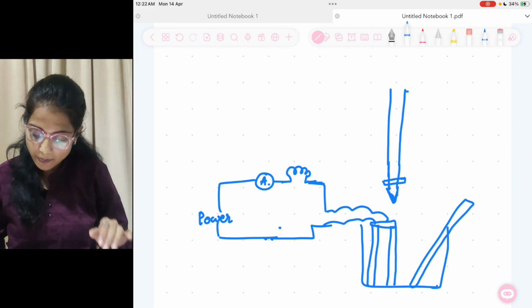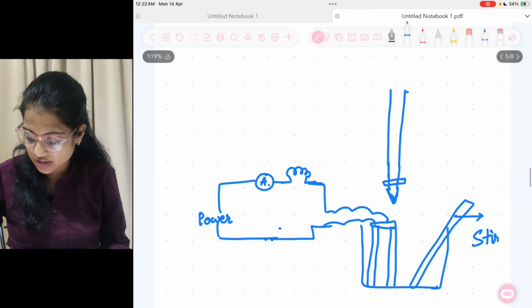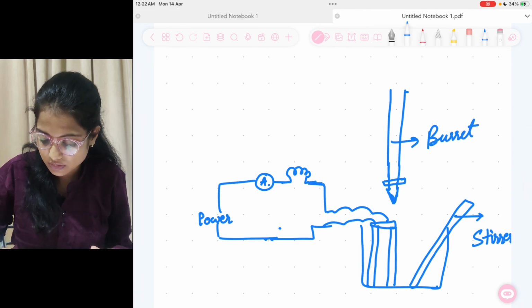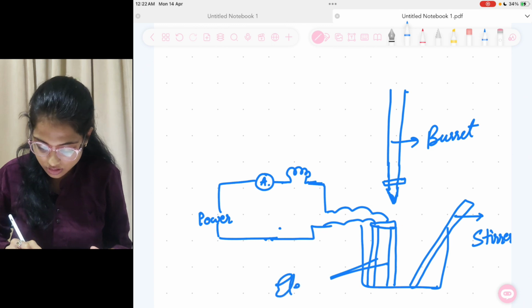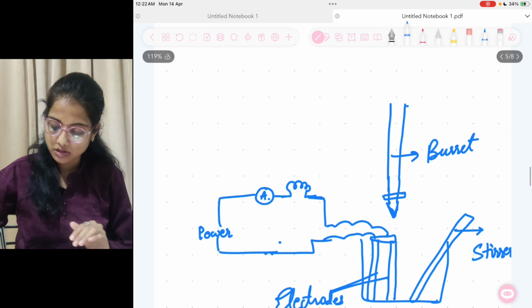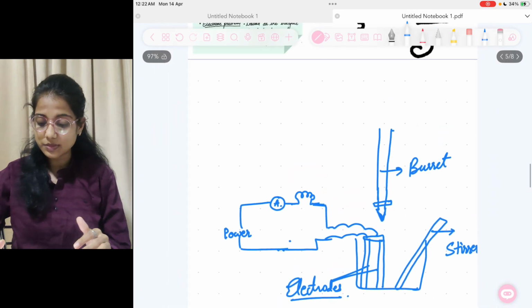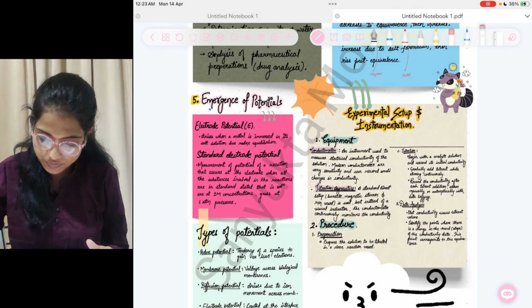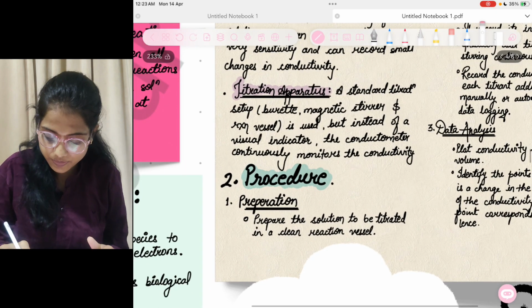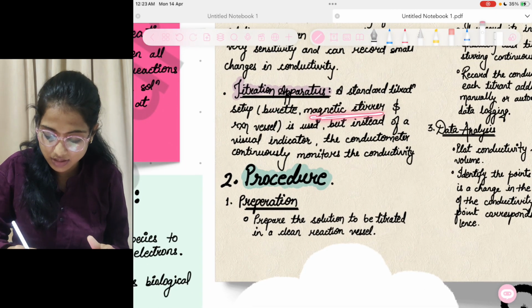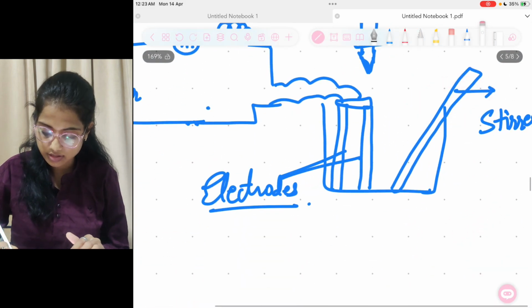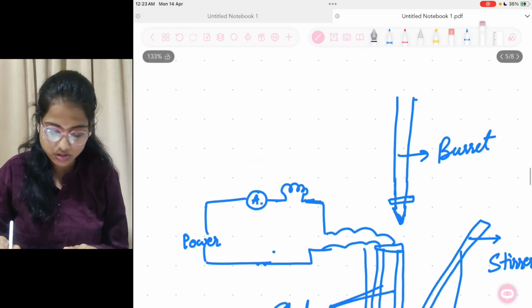Okay. So this is the stirrer. This is the burette. And these are the electrodes. So this is the setup, which consists of a burette, as I said, a magnetic stirrer. This is the burette, the stirrer, and these both are electrodes.